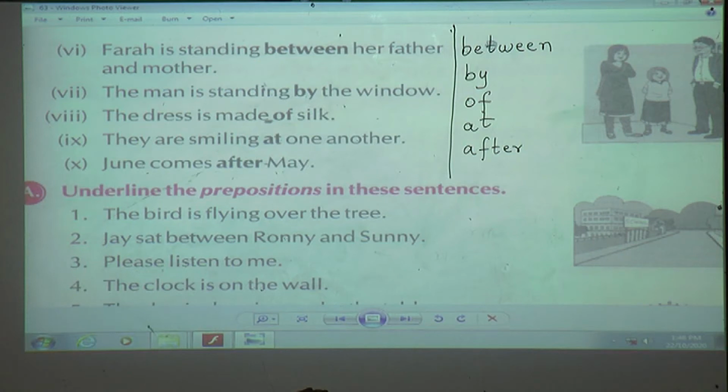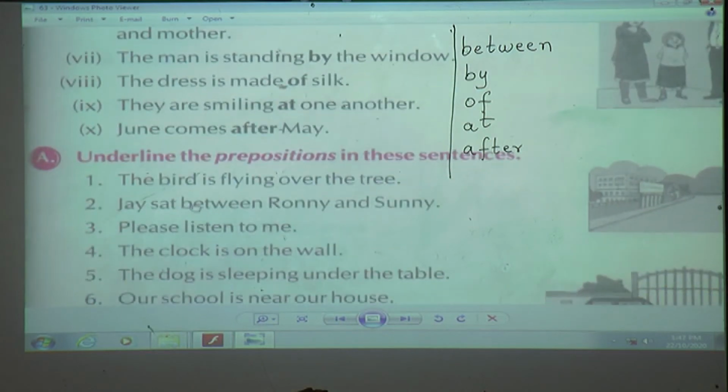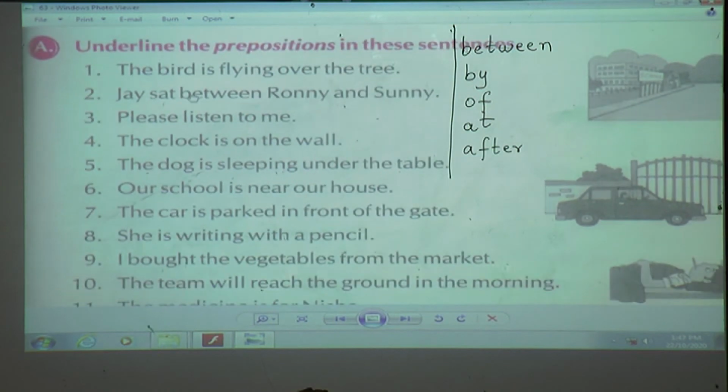Again I'll repeat from the start. Under, near, behind, in, on. Next, to, with, for, in front of, over. Next 5, between, by, of, at, after. So till here we have learned 15 prepositions. I hope that you have understood what a preposition is. So what is a preposition, students? A word that shows the relation of one thing with another in a sentence is called a preposition. Now nothing else we have to do, only recognize the preposition in the given sentences.